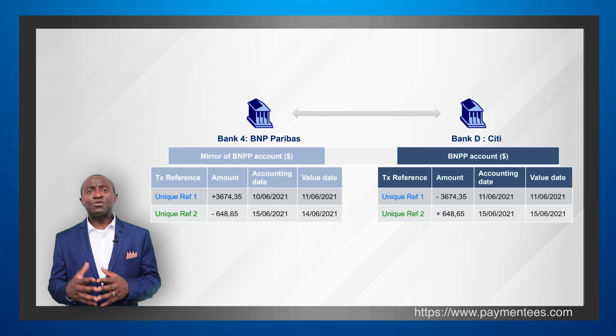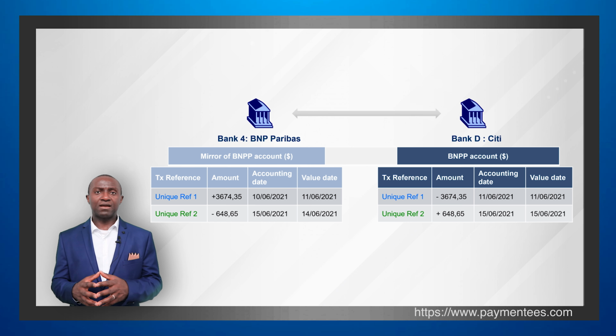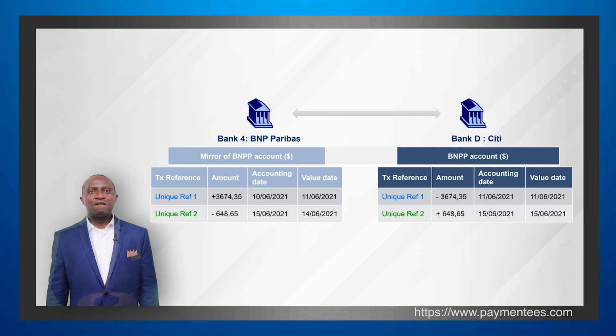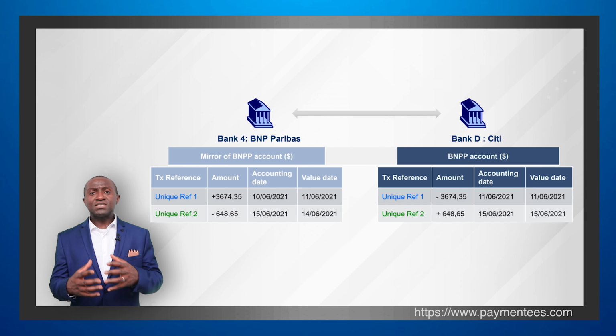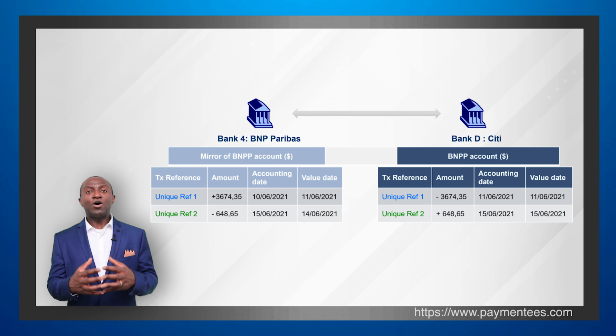However, some entries on the real account may not be reflected on the mirror account. For example, when fees or other charges are taken by the correspondent bank. These entries are generally reconciled manually. Funds that BNPP has in currency are kept on the correspondent account. This is really a key point to understand as well.